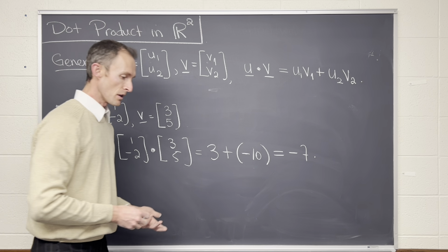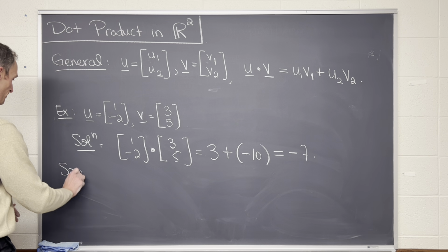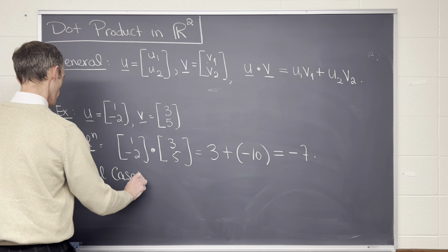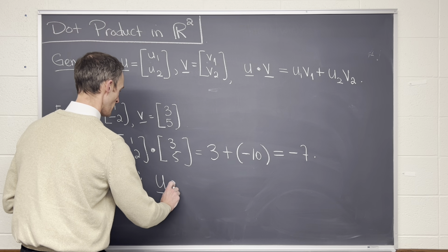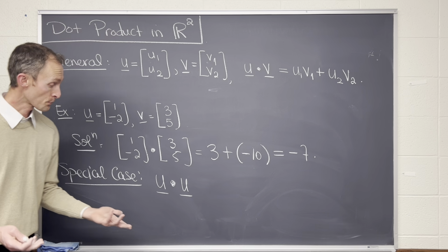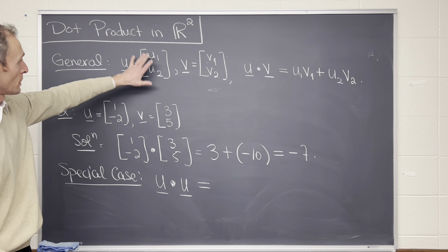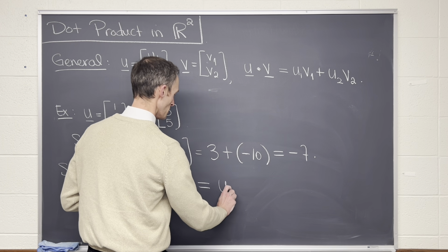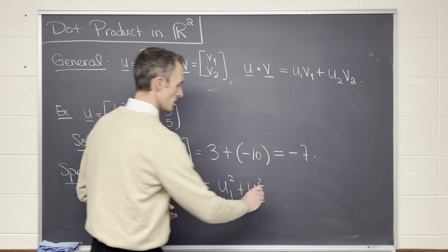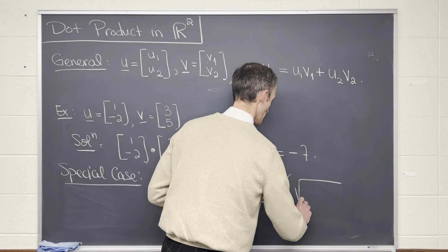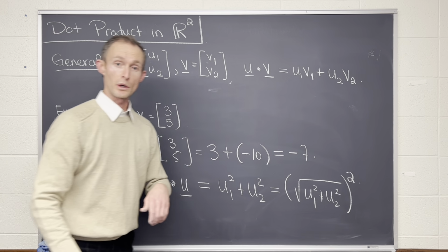The question you should be asking, though, is why? Why do I care about this at all? Well, here's a special case. What if I do u dotted with itself? What do I get? Corresponding to the rule, let's say u is general up here. That's u1 squared plus u2 squared. And that's very close to the square root of u1 squared plus u2 squared. I need to square that to eliminate the square root.